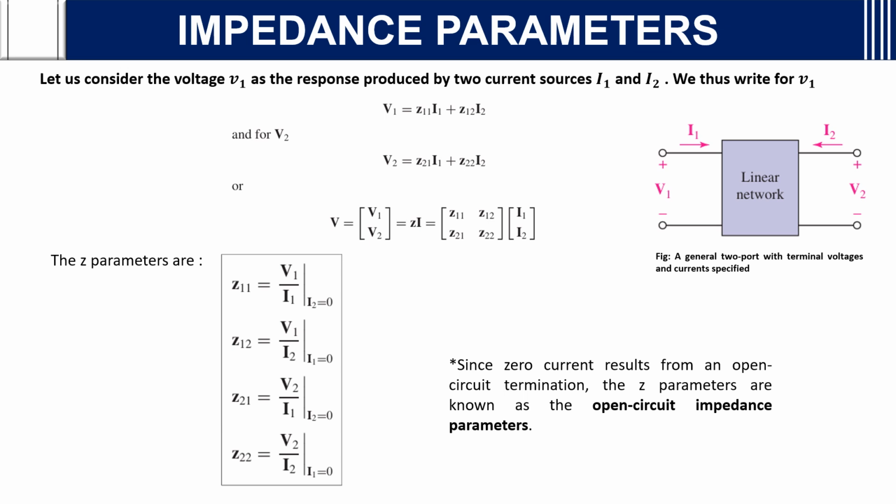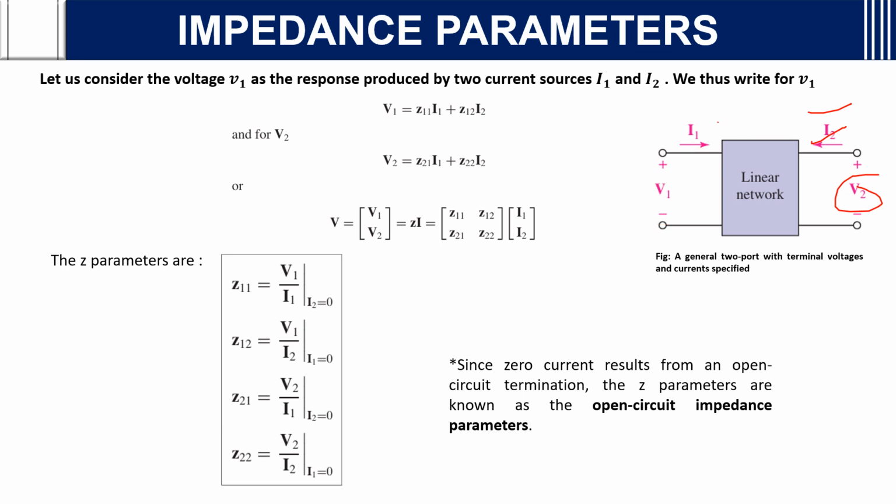Let us consider voltage V1 as a response produced by two currents I1 and I2. See, the voltage V1 is a response to the two currents I1 and I2. So the equation can be written as Z11 I1 plus Z12 I2 equals V1. In the same way, V2 is the response of I1 and I2, so V2 equals Z21 I1 plus Z22 I2.